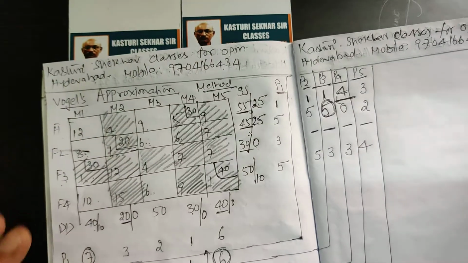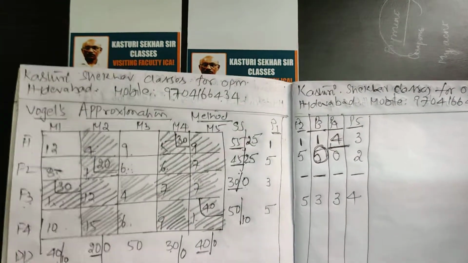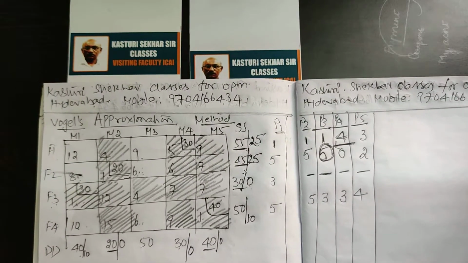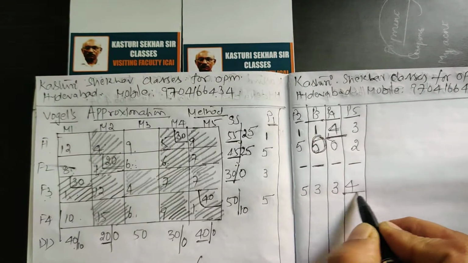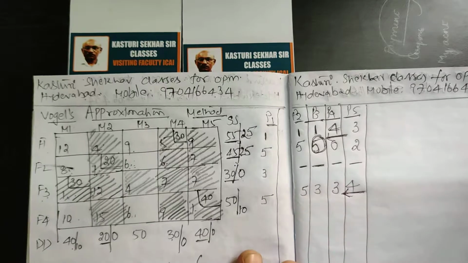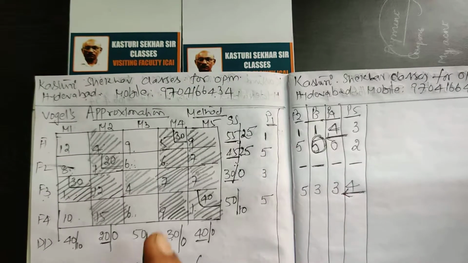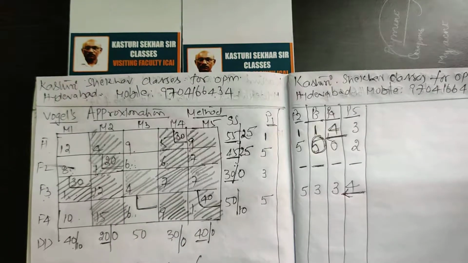Now what is the maximum penalty, sir? 4 rupees is the maximum penalty. Corresponding to this maximum penalty, 6 is the least value.